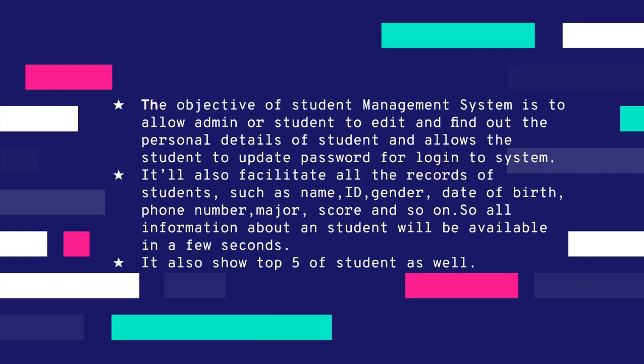And the second is the objective. The objective of the student management system is to allow admin or student to edit and find out the personal details of students, and allow students to update their password and log into the system. It also facilitates all the records of students such as name, ID, gender, date of birth, phone number, major, score, and so on. All information of students will be available in a few seconds, and it also shows the top 5 students as well.